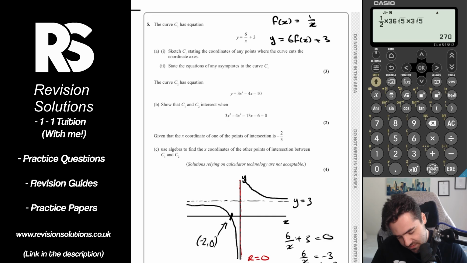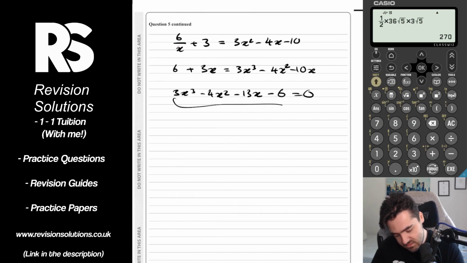Then it says, given that the x-coordinate of one of the points of intersection is minus 2 over 3, use algebra to find the x-coordinates of the other points. They've given us one solution, so we can use that. If it's equal to 0, we have a solution that corresponds to a factor. The factor that would give us this solution would be 3x plus 2. So we can divide this by 3x plus 2 with long division.